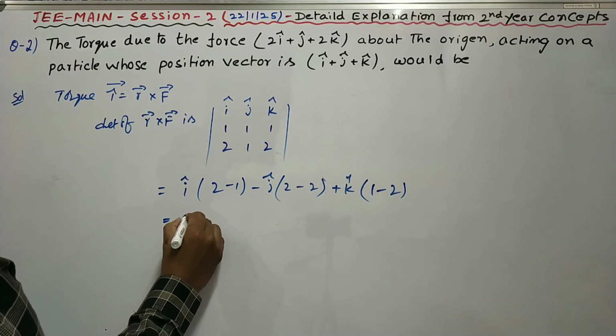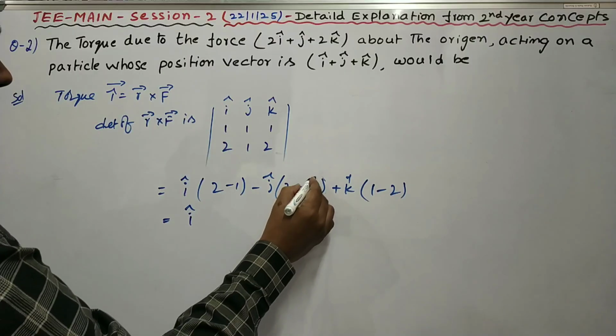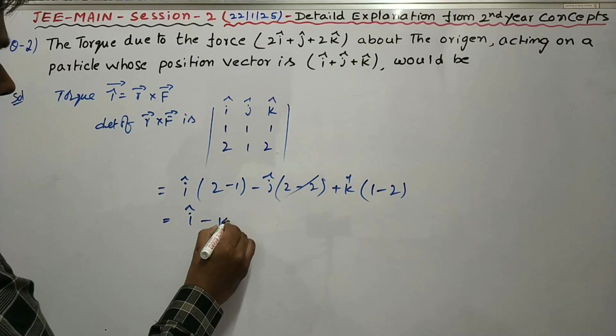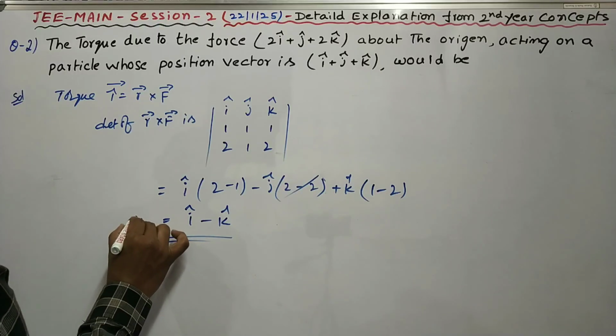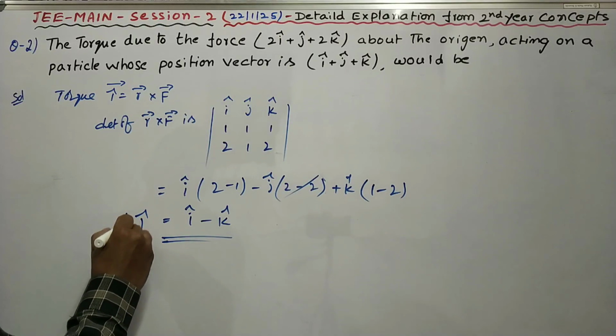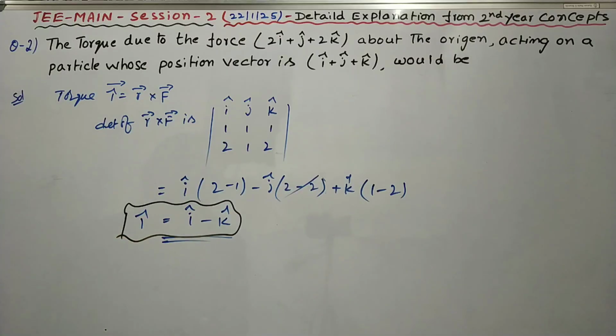So what is that? I cap term is 0, and the J cap term is also 0. That means the remaining is minus K cap. So this is the torque vector. That's it. This is the solution for this question. Right.